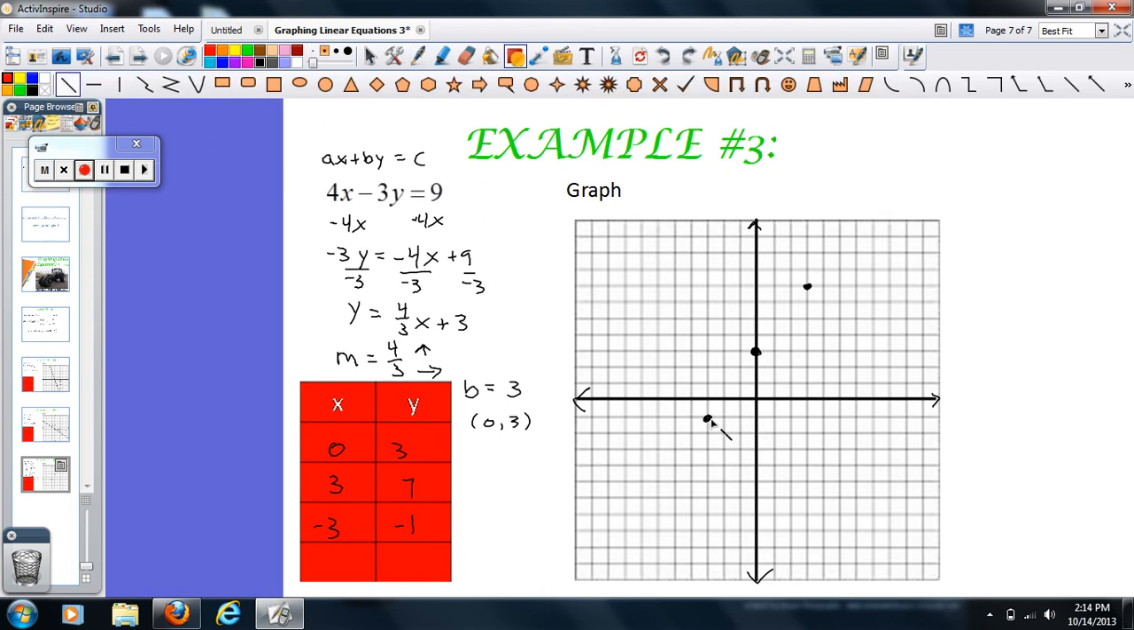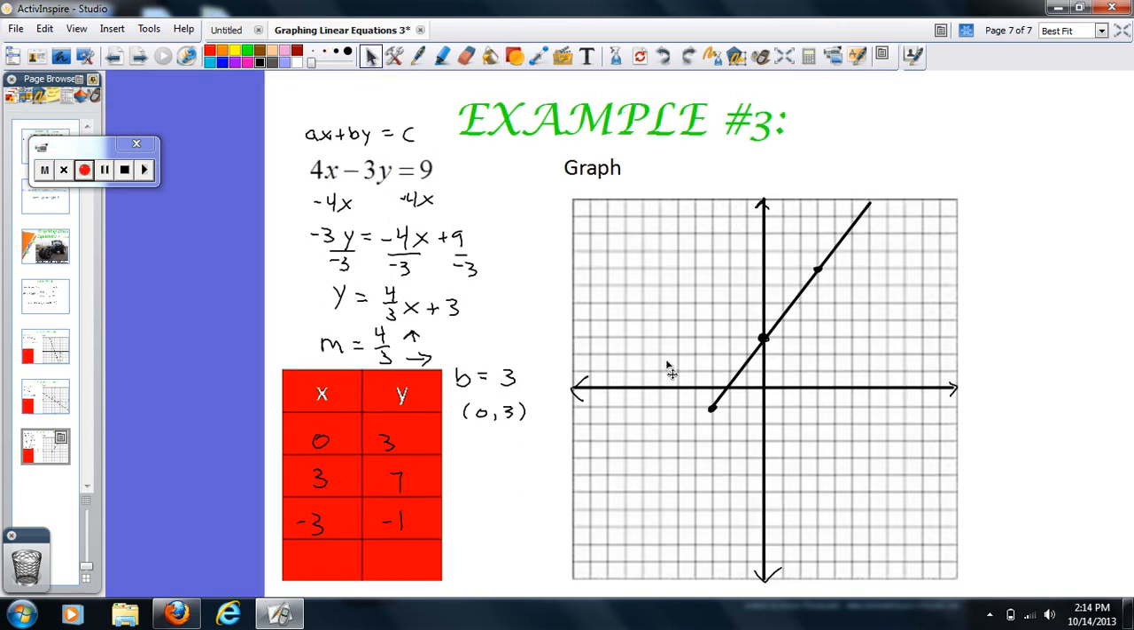I'm now going to connect these dots right here, and put the arrows on it. Label my points. This is 0, 3. This is 3, 7. And this was -3, -1. I now have my points, and now we're going to be done from here.